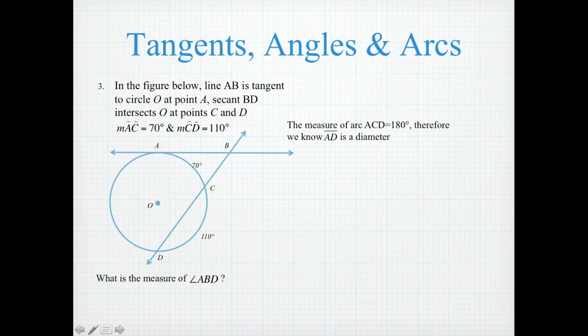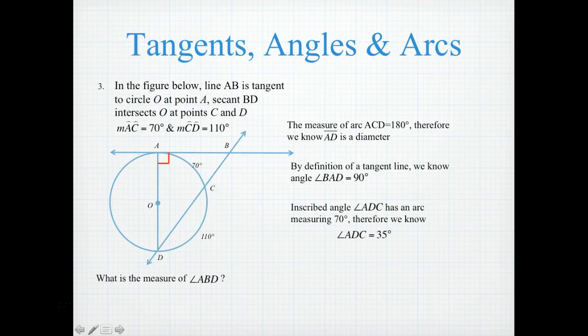Using arc AC plus arc CD, 70 and 110 add to 180. Therefore, we know the measure of arc ACD, all halfway around, is 180 degrees. What that does is allow us to conclude that segment AD represents a diameter. By definition of a tangent line, we know that angle BAD is equal to 90 degrees. So now we have a right triangle, and triangle ABD represents a right triangle.